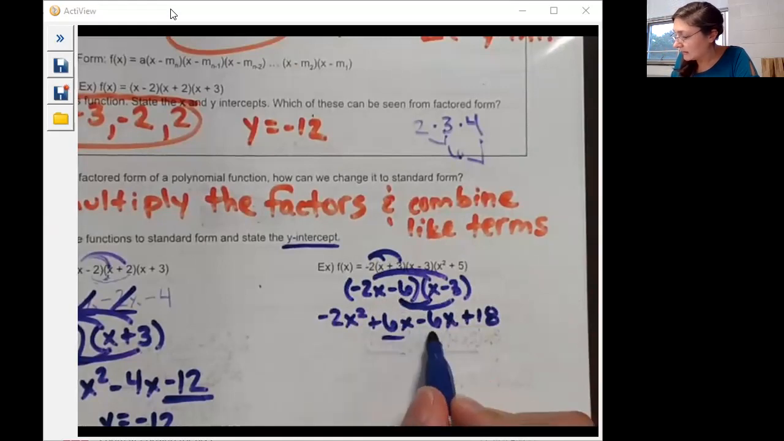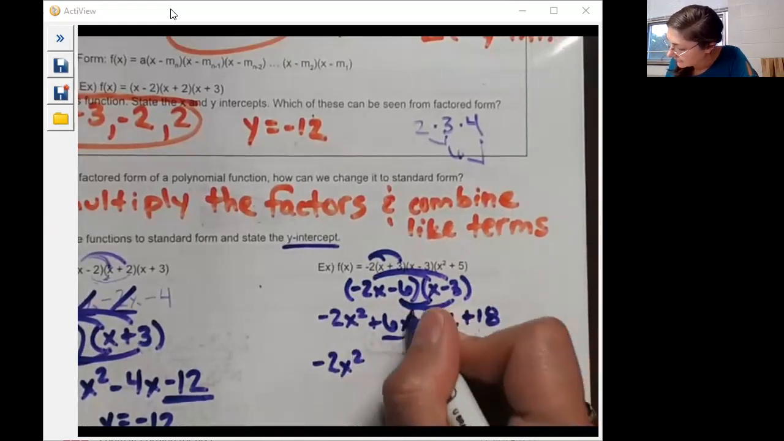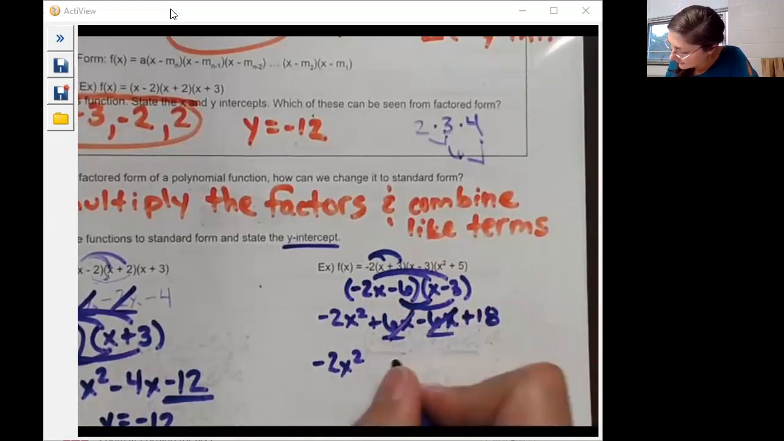I've got like terms I can combine here, so I'm going to clean this up a little bit before I continue multiplying. So I've got negative 2x squared plus 6x minus 6x means I've got 0 x's plus 18.